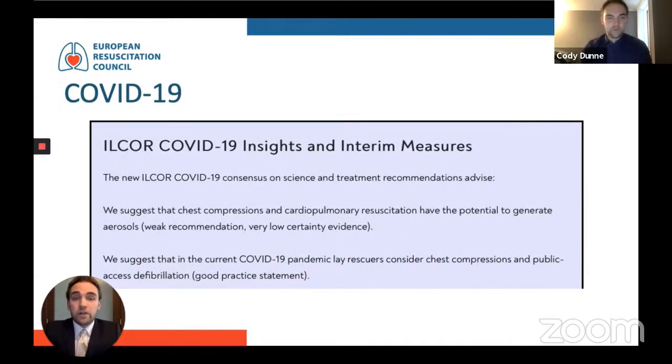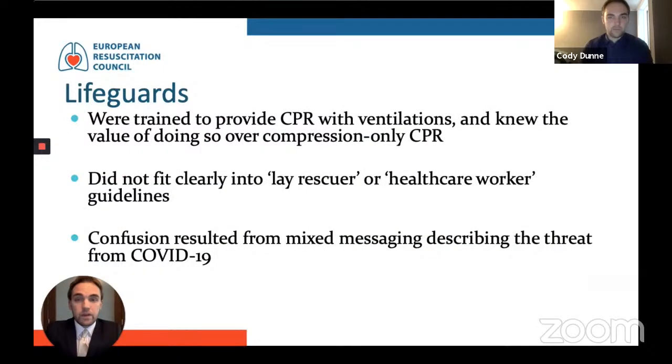However, the dogma that a drowned person requires ventilations was challenged as COVID-19 became prevalent, and organizations like ILCOR began to recommend compression-only CPR for lay rescuers, especially for adults, as a means of reducing the risk of infection to rescuers. Lifeguards, however, have been trained to do CPR with ventilations, and they knew the benefit for the drowned person. They also felt like they didn't clearly fit into the lay rescuer or the healthcare worker guidelines, and thus there was confusion.